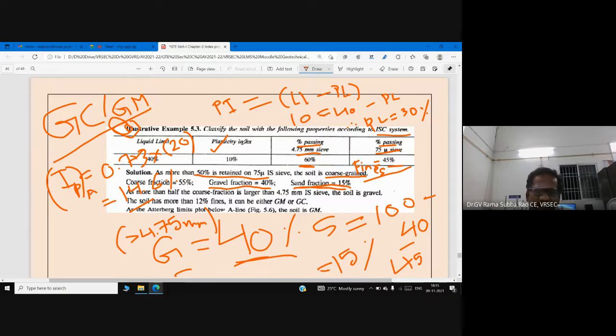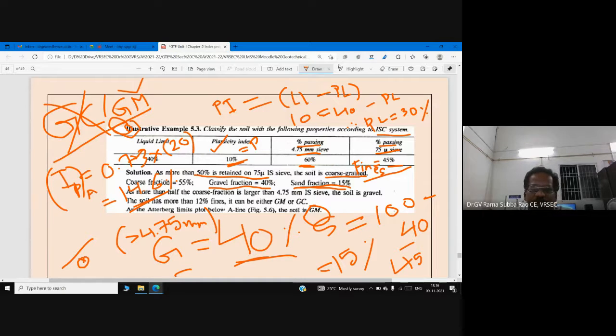Now coming to IP. IP is nothing but the plasticity index. The plasticity index is 10% and IP of A line is 14.6%. So my soil comes below the A line, because my IP is 10% and IP of A line is 14.6. Obviously, the category of soil below the A line is silt. Therefore, let us say goodbye to GC. The answer is GM. So the given soil is GM.